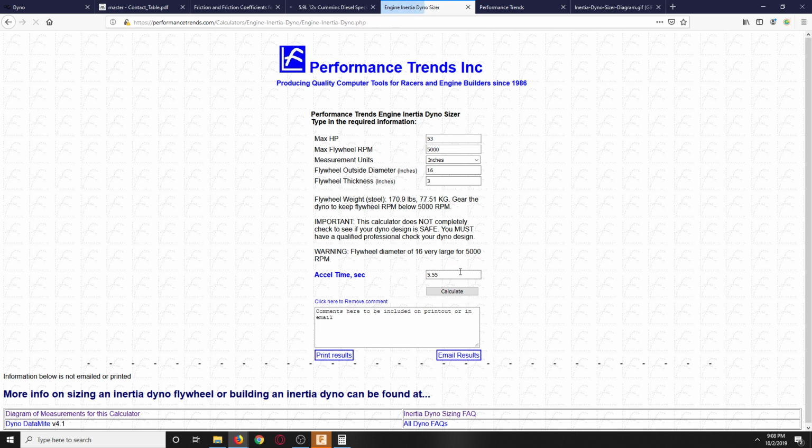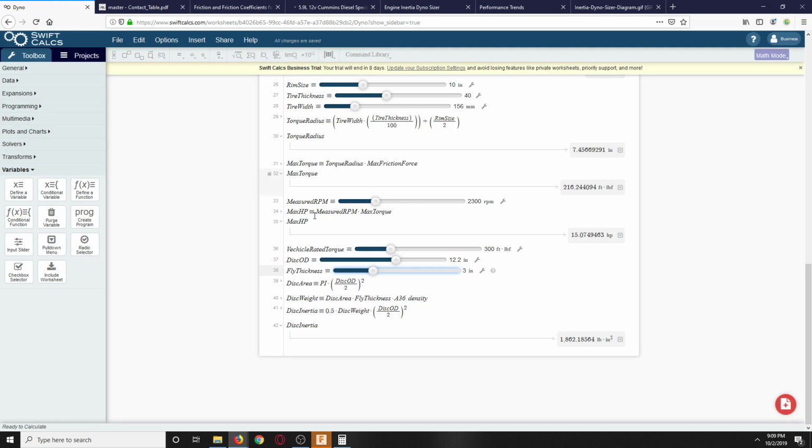Okay, 4-inch thick. How about that? $16. Thinking, sorry. Okay, so that's close. 16 by 4.